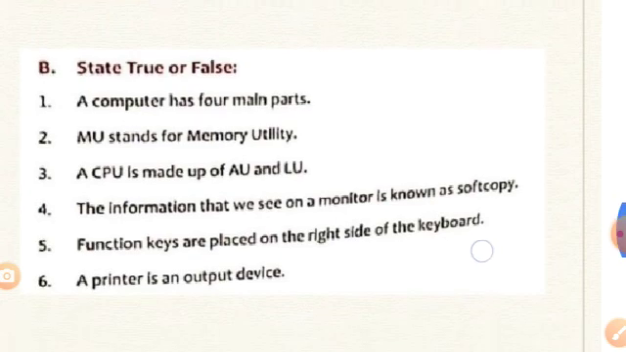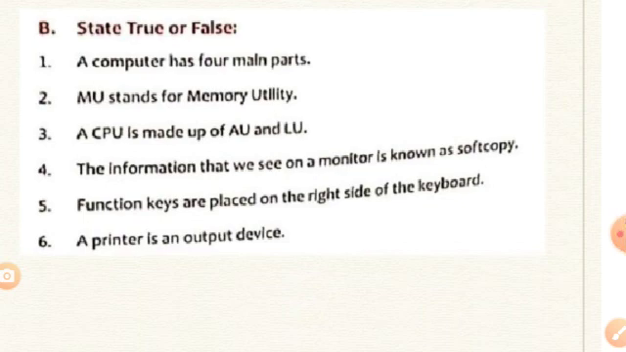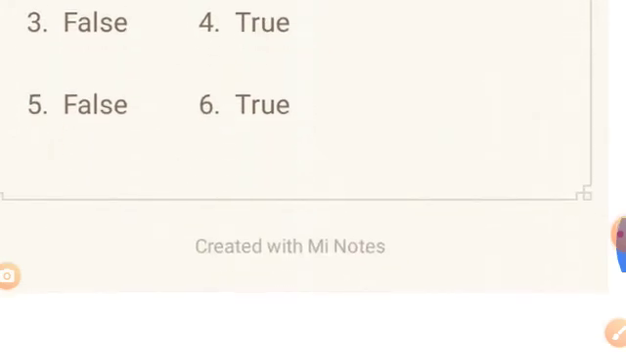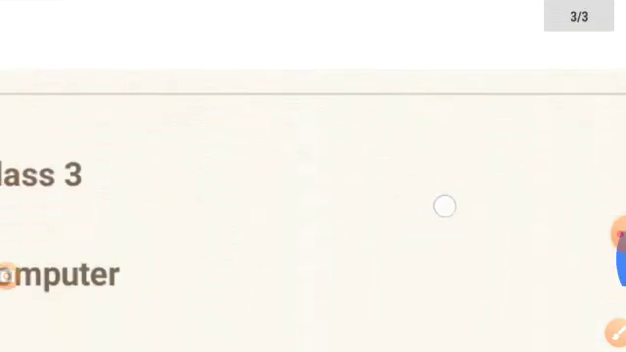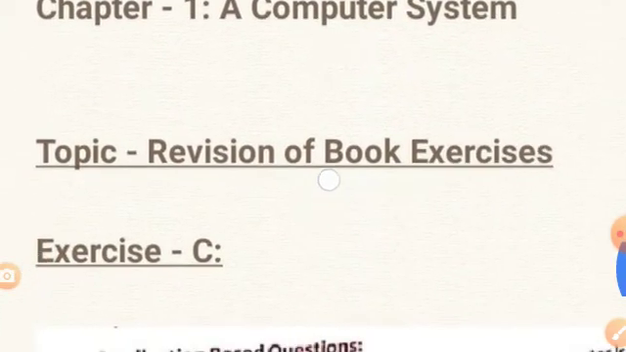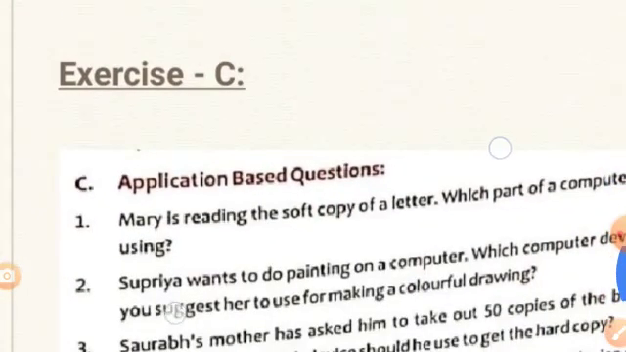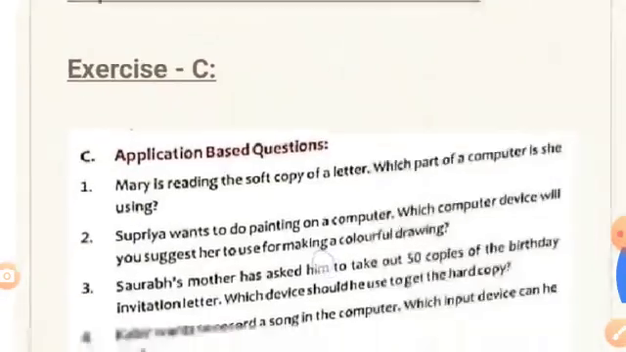Question number 5 is also false. Function keys are not placed on the right side of the keyboard. It is placed at the top of the keyboard. Now we have to do exercise C. These are application based questions.